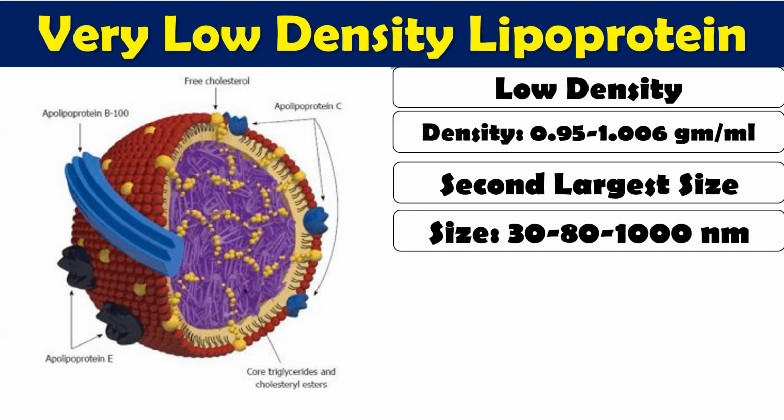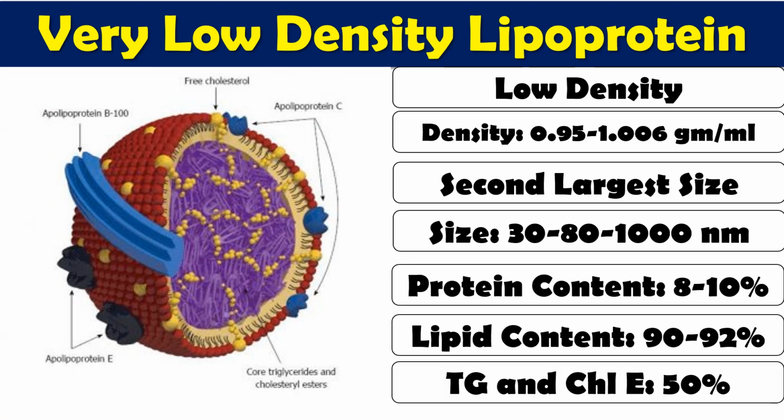If you look at a few characteristic features of VLDL, it is similar to chylomicron, but there are certain differences, because chylomicron has the lowest density and the largest size. VLDL has low density, but not as low as chylomicron. It has a slightly higher density than the chylomicron. Chylomicron density was less than 0.95, but the density of VLDL is more than 0.95 and up to 1.006 gram per ml. So it has low density, but slightly higher than the chylomicron.